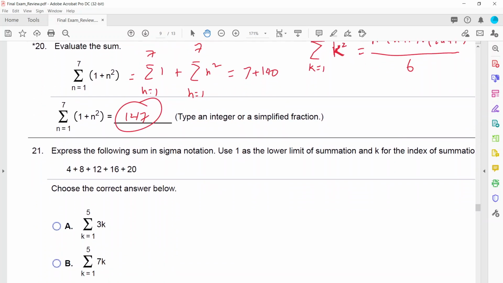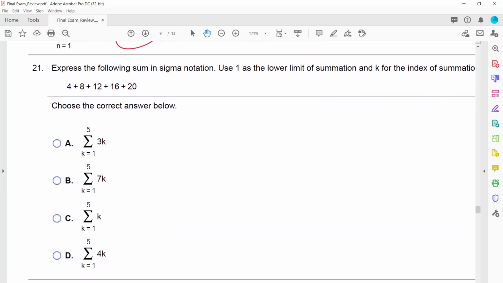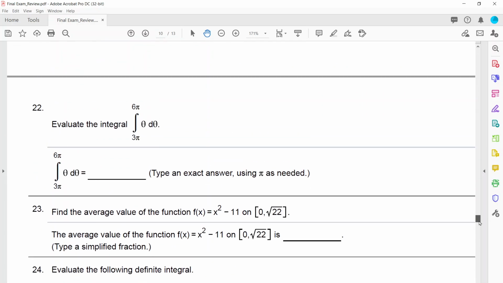If you want to write down this expression as a sum, you can see that there is a pattern: 4 times 1, 4 times 2, 4 times 3, 4 times 4, 4 times 5. So the sum should be 4 times k. As you can see, there are 5 terms: 1, 2, 3, 4, 5. So this is the right choice. Okay, 4 times 1 is 4, 4 times 2 is 8, 4 times 3 is 12, 4 times 4 is 16, something like that.